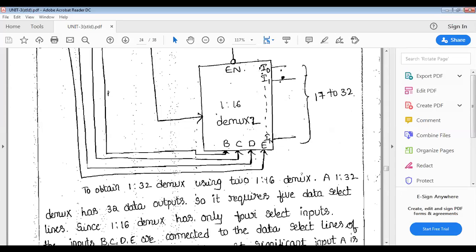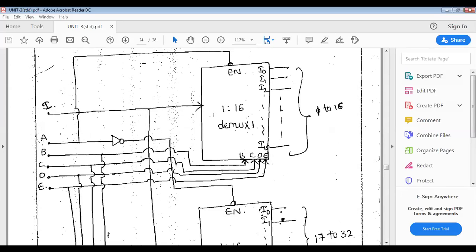So I am taking the enable as a bar, meaning I'm selecting the 0, and with this 0 it is an enable. And I am selecting 1 here, and 1 with this bubble is a disable. When I'm selecting A is equal to 0, the inverter output is 1, and 1 with this bubble is a 0. So the second 1/16 demultiplexer is disabled. And when I'm selecting A is equal to 1, with this bubble, the first 1/16 demultiplexer is disabled.